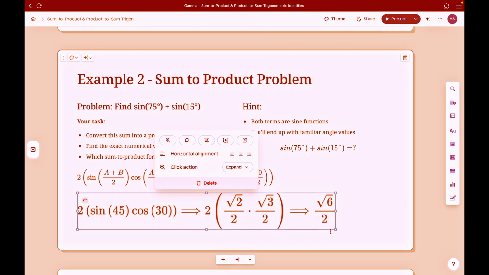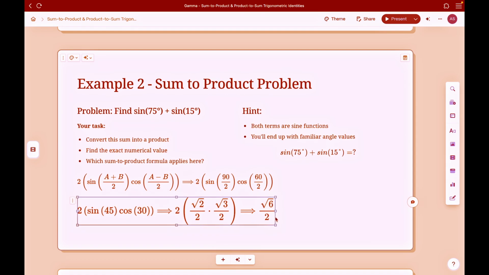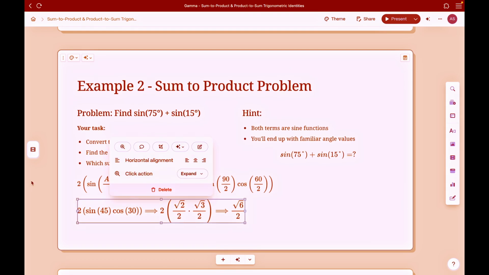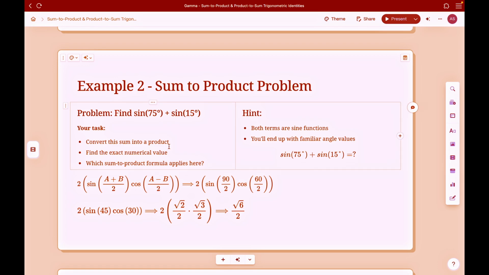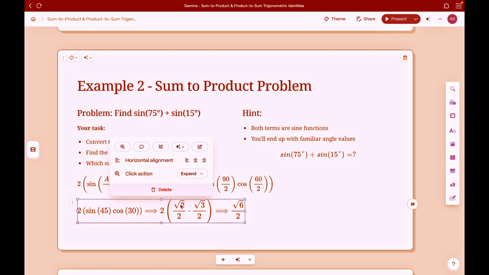So that's the solution to the second problem, and that's basically how it works for the sum to product formula with numerical values.